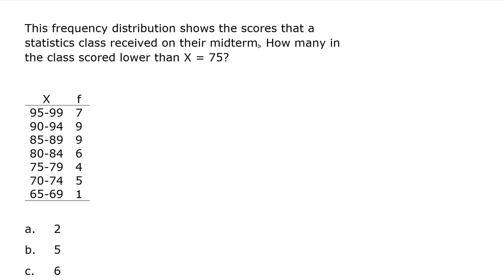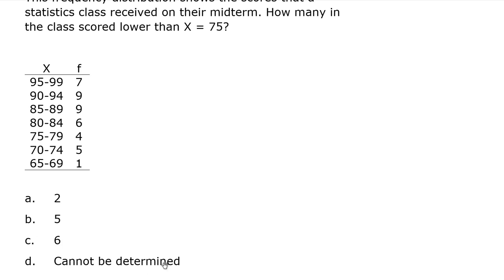This frequency distribution shows the scores that a statistics class received on their midterm. How many in the class scored lower than x equals 75? All right, so we've got our distribution here, and the answers are either 2, 5, 6, or, down at the bottom here, once again, cannot be determined. So we're looking to see how many people got a score lower than 75.